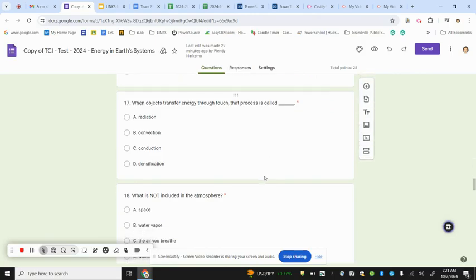Number 17, when objects transfer energy through touch, that process is called what? A, radiation. B, convection. C, conduction. D, densification.